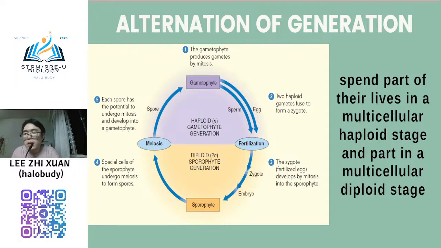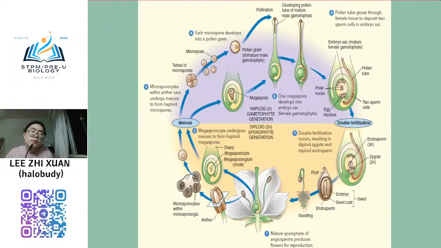So this is special for plants only. Humans do not have this kind of generation. Only plants have this kind of generation because half of their life can be spent in the gametophyte, which is the haploid stage, and the other half of the life in the sporophyte, which is the diploid stage. Why do you need to know this? Because in terms of double fertilization, you need to know this whole process.